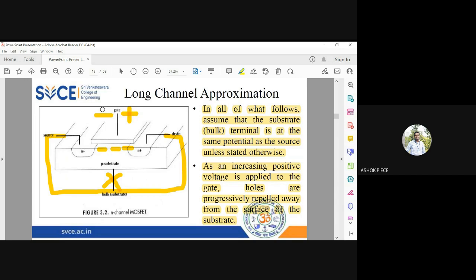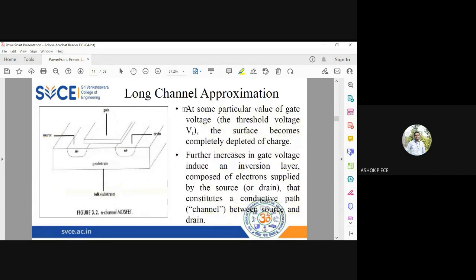When I'm going to apply a large positive voltage to the gate, holes are repelled away, electrons will be attracted, and electrons form a layer at the top of your substrate. At some particular voltage, the surface becomes completely depleted of charges. At a very large positive voltage, all holes will be completely eliminated and only electrons will be present at the top of the substrate. Further increase in gate voltage will induce an inversion region composed of electrons. When you further increase the gate voltage, the channel formation happens and MOSFET starts conducting.